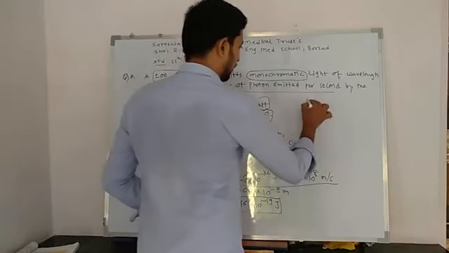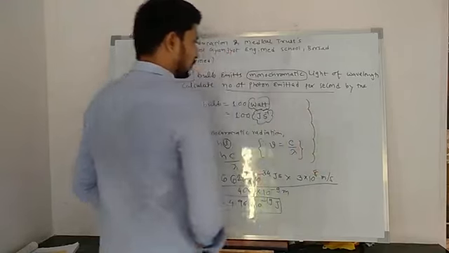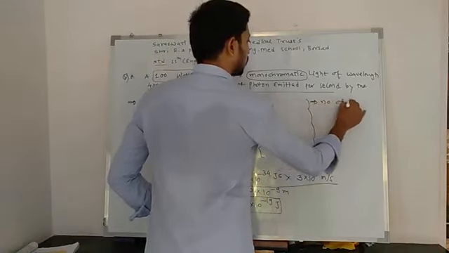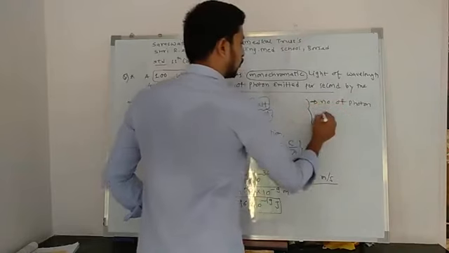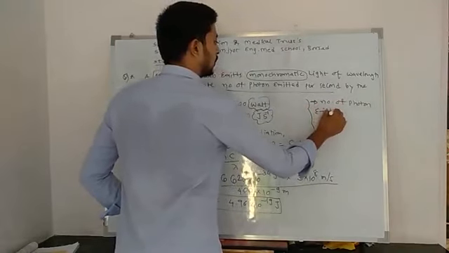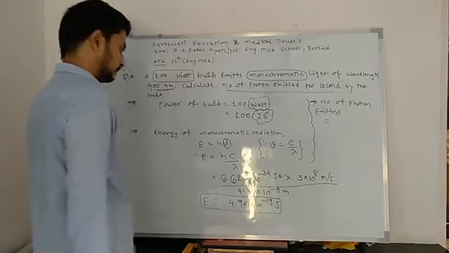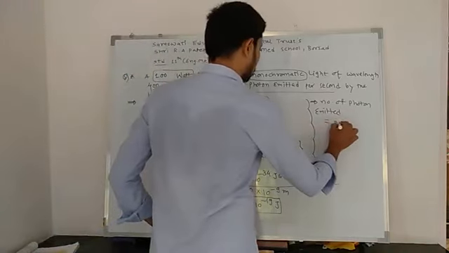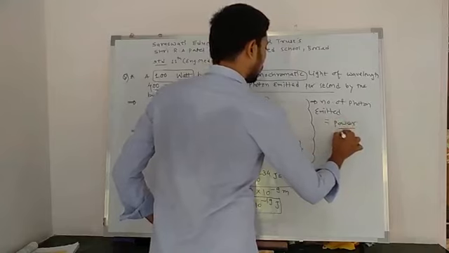So I will write the third step over here: the number of photons emitted is equal to 100 upon E, means power upon energy.